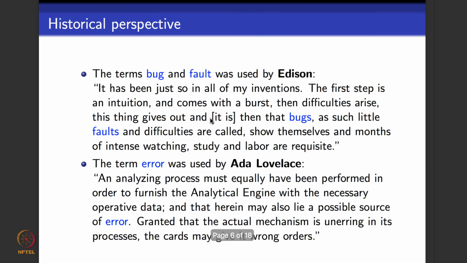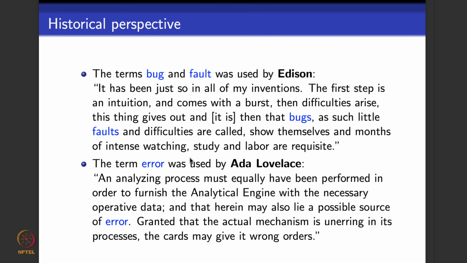This is a small piece of history thanks to the book by Ammann and Offutt on software testing. So they credit the term bug and fault to Edison. Apparently Edison used these terms first. He talks about his inventions and he says there's a lot of excitement when you initially invent something, and then comes a bug or a fault, which he calls difficulties. And he says they show themselves and it takes sometimes a lot of effort to fix them, right?